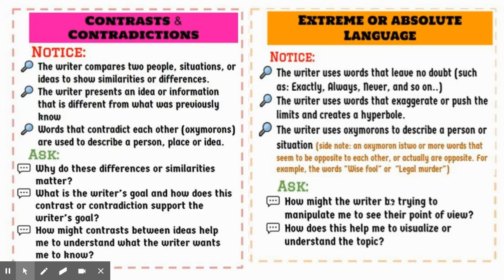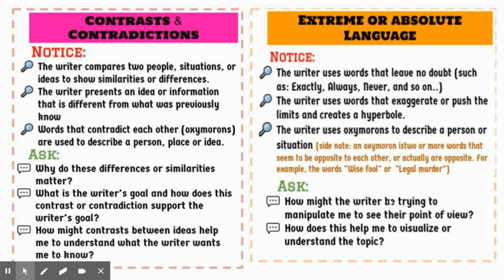So this is when the writer uses words that leave no doubt about something. For example, exactly, always, never, and so on like that. They aren't leaving you any wiggle room. They're saying, this is the way it always is, and there is nothing in between. There's no gray area here.